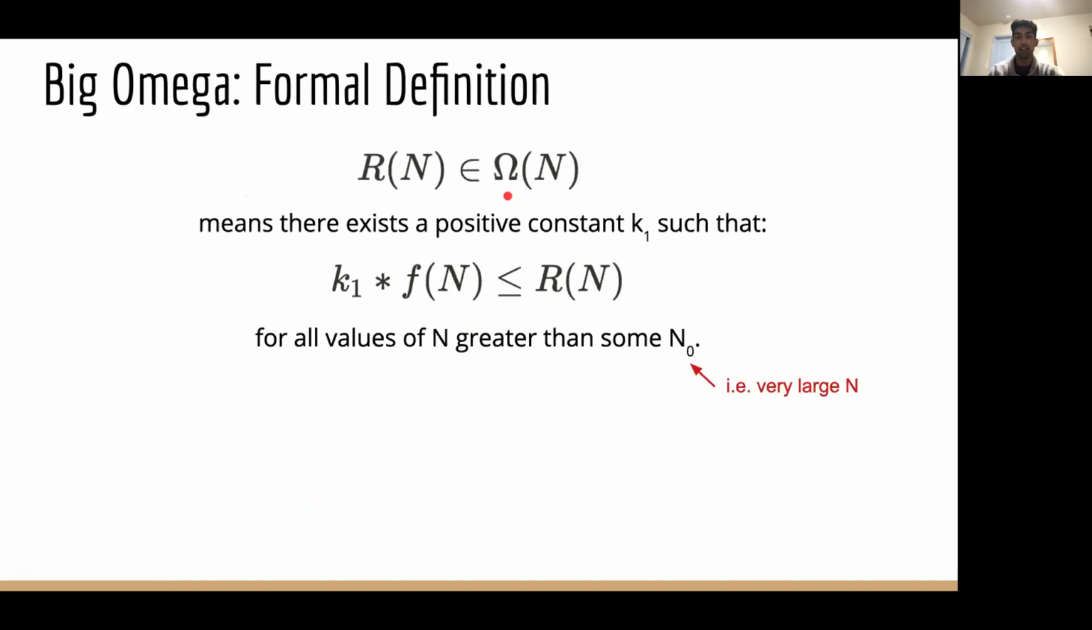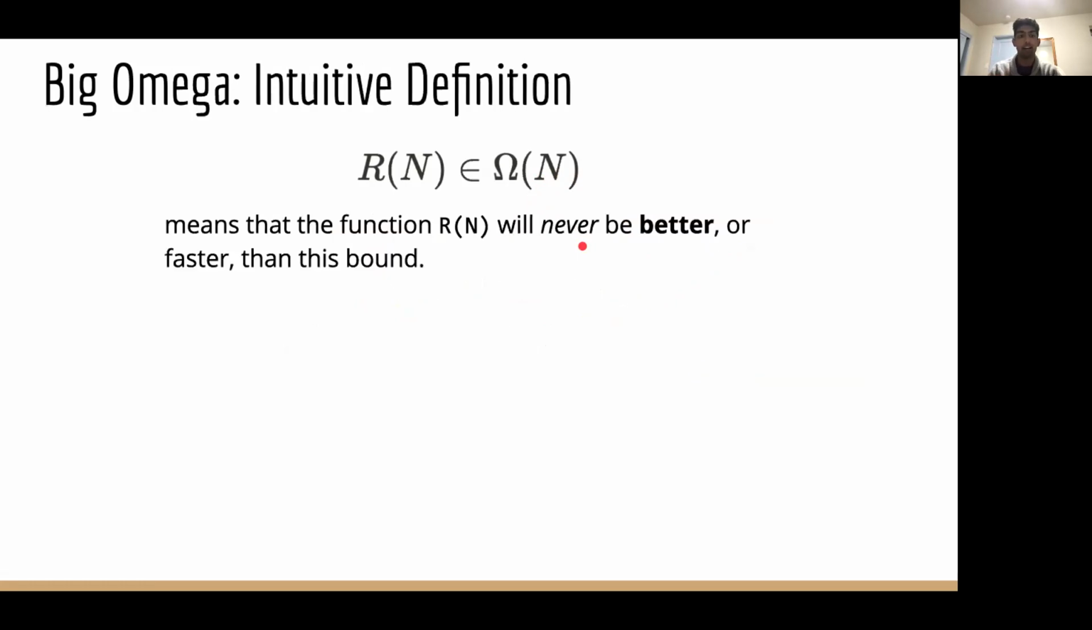The formal definition here is exactly the same, just symmetrically opposite. If we have some function R of n that runs in omega of F of n, the same idea applies. What that means is there exists a positive constant K1 such that K1 times F of n is less than or equal to R of n. So this is our way of looking at omega. Again, in the previous examples, I put F of n here, but same idea. My intuitive definition of big omega is if we have some function R of n that runs in omega of F of n, the function R of n will never be better or faster than this bound.